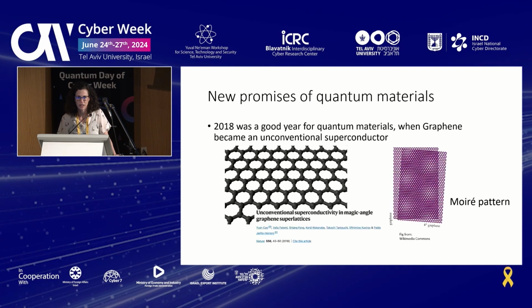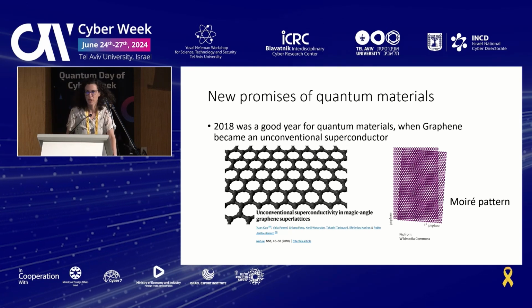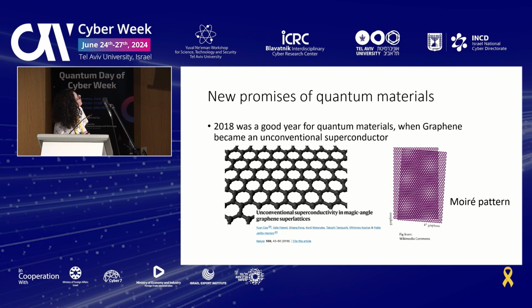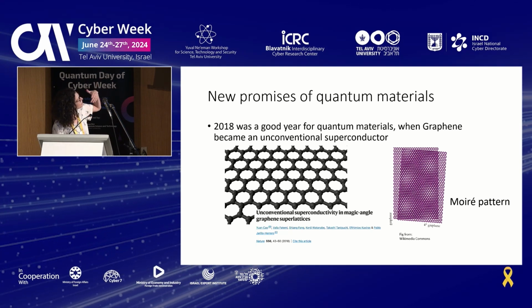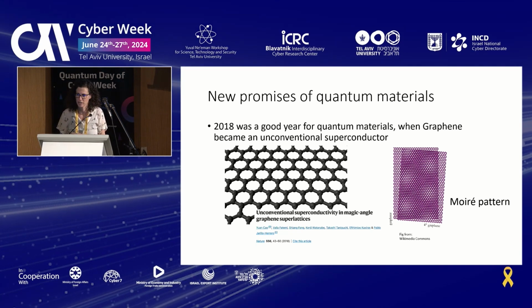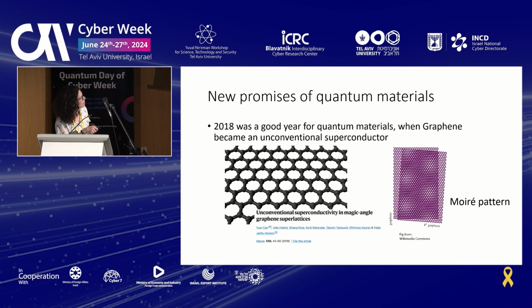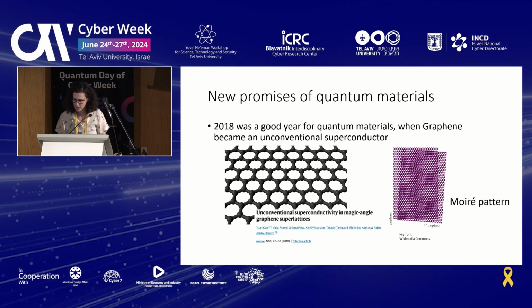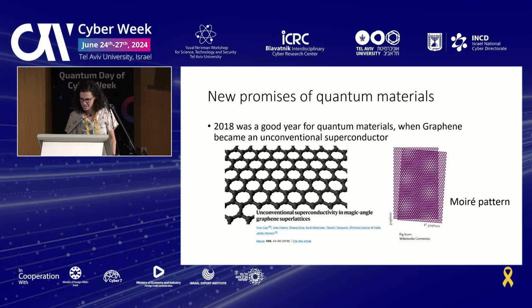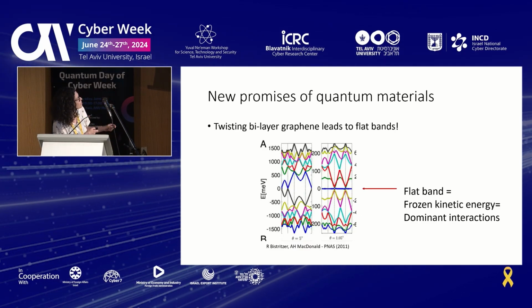And one of the key things that happened very recently is that we discovered that similar effects can happen in layered materials. 2018 was a good year when quantum materials made a huge quantum leap and graphene became superconducting. So I'm sure you all saw graphene, a single layer of carbon atoms, and it turns out that when you put them together, one on top of the other, and you rotate them by something like 1 degree, this creates an astonishing effect where the energy bands of the electrons become completely flat.